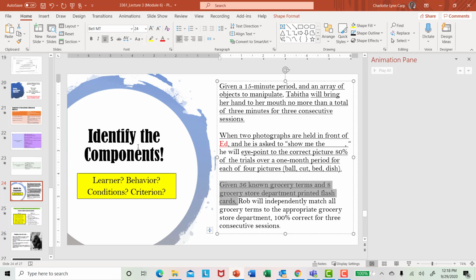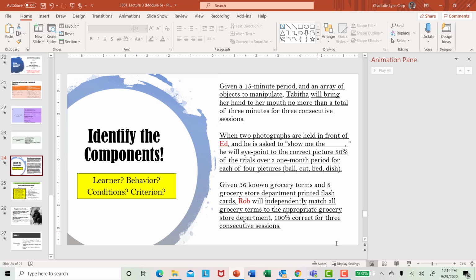So our conditions under which the intervention is occurring are our materials: he gets the known grocery items and the grocery store flashcards. And also independently would kind of be a condition as well. Rob, that's our learner, will independently, so we want him to match all grocery items to the appropriate store department. That's our behavior. And then for us to say that he has mastered this behavior, our criterion is 100% correct for 3 consecutive sessions. So these are all really good instructional objectives. Each of the components are in there. We have the learner, the behavior, the condition, and the criterion. Okay.